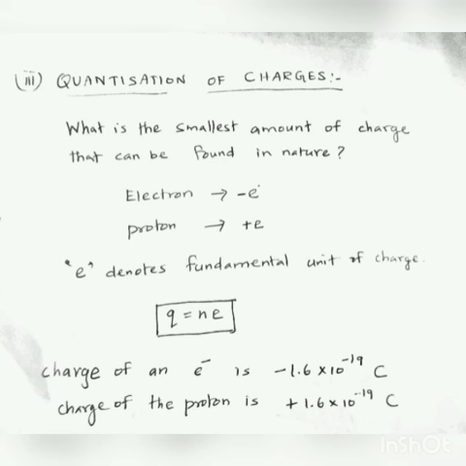When two objects are rubbed against each other, the number of charges transferred is usually very large, typically of the order of 10 to the power of 10. So charge quantization is not appreciable at the macroscopic level. But at the microscopic level, quantization of charge plays a very important role. These are the important properties of electric charges.